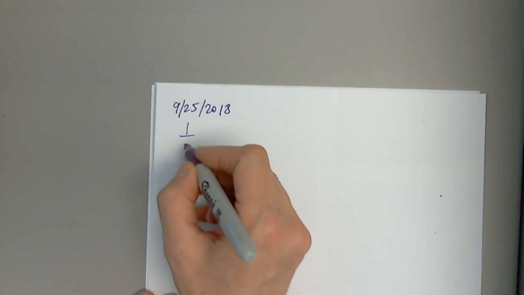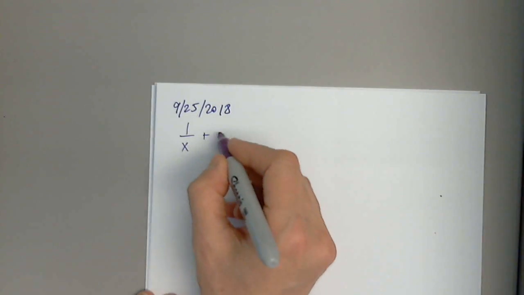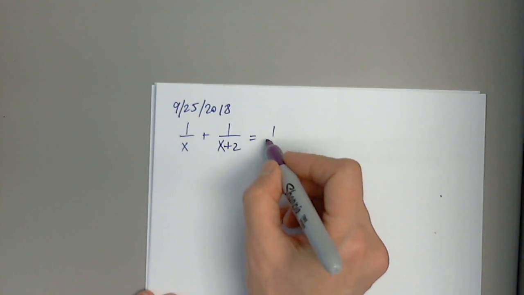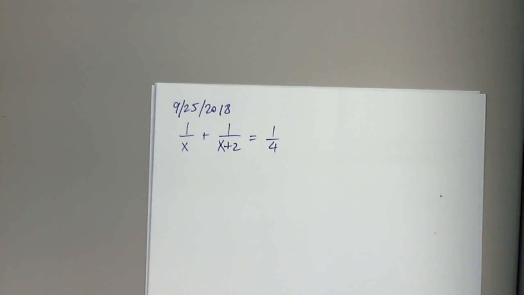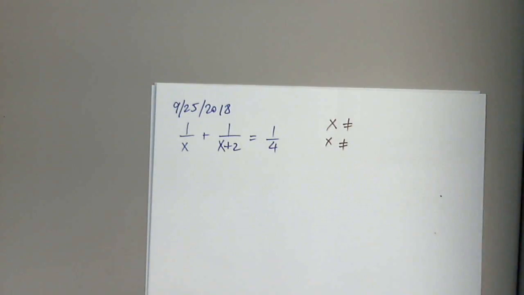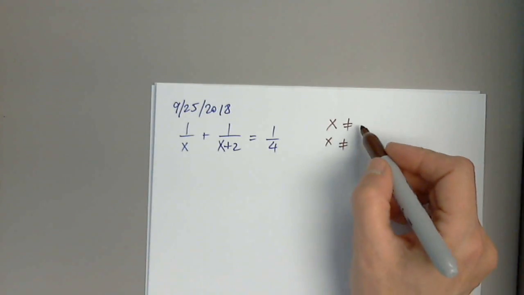So 1 over x plus 1 over x plus 2 equals 1 over 4. Very good. So this is a what type of equation? Rational. Very good, the rational equation. We have to state two restrictions immediately. And they are? x not equal to 0, and x not equal to negative 2. Yes?